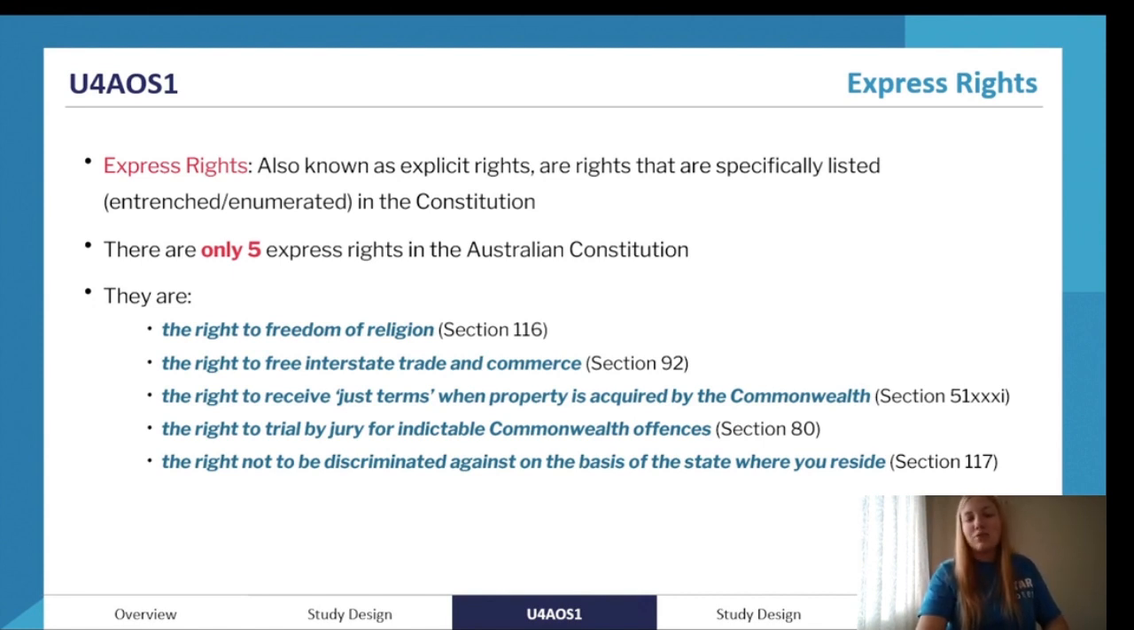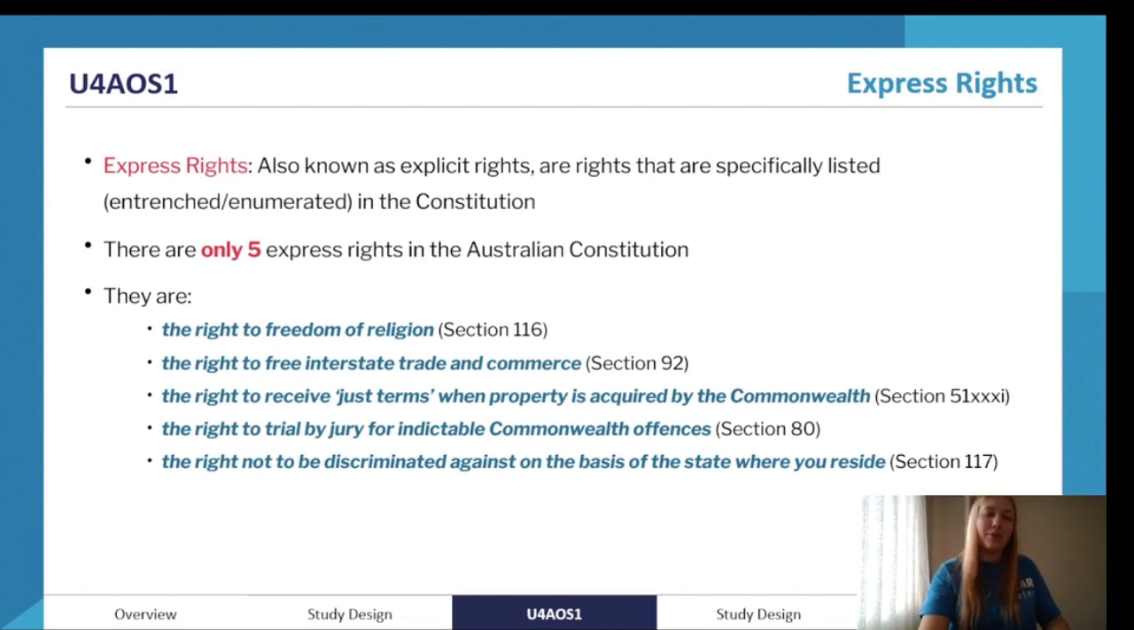The right to free interstate trade and commerce in section 92. You do need to remember the sections. This is very straightforward. The title is self-explanatory. It means that the states can trade and have import and export with each other for free, and cross borders for free. The right to receive just terms when a property is acquired by the Commonwealth in section 51, subsection 31. That's what XXI is, subsection 31. This means that the Commonwealth can take your property from you, but they must provide you with just terms. So, think of that what you will.